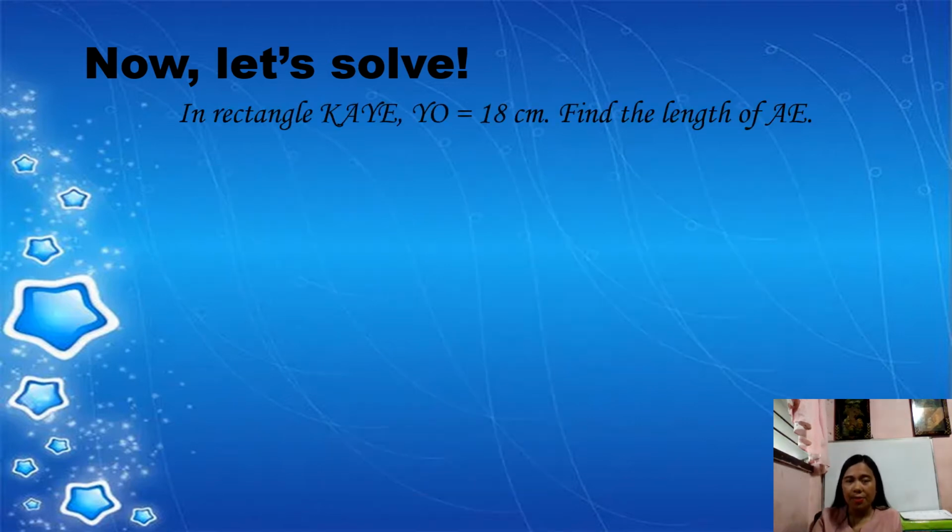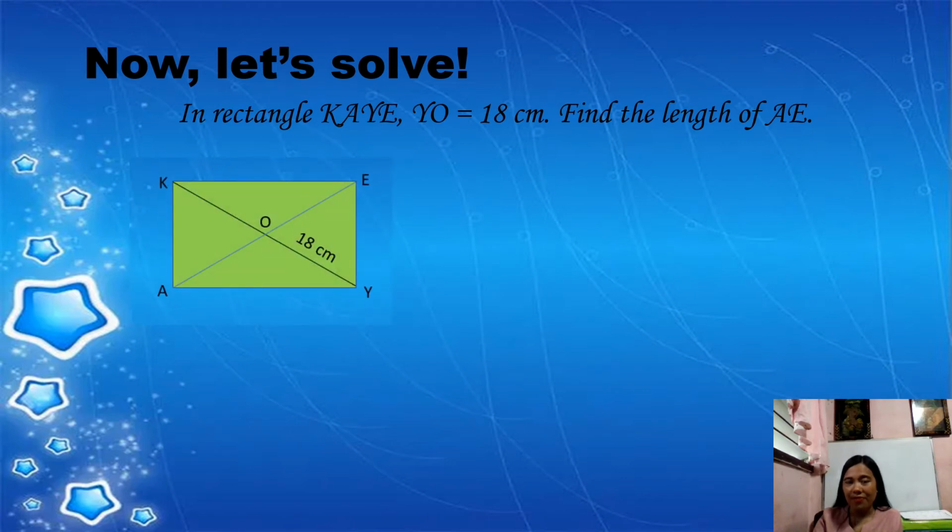Okay, another problem: in rectangle KAYE, YO is 18. Find the length of AE. So we have here the figure. Take note that by theorem number 2, AE is equal to KY. Why? Because theorem number 2 states that diagonals of a rectangle are congruent.